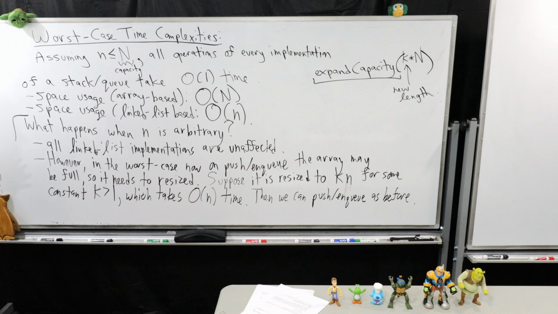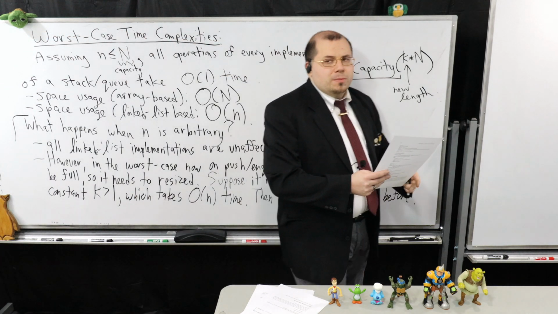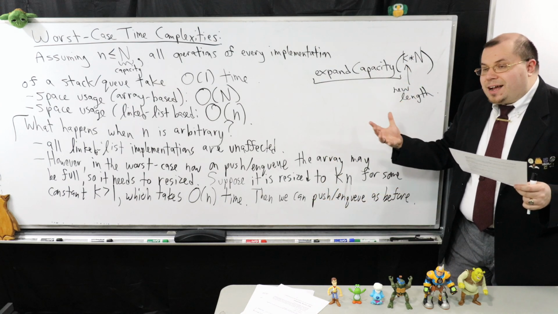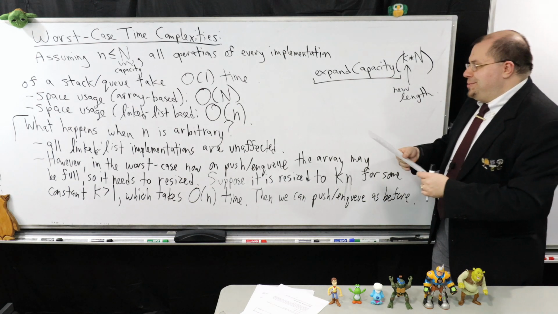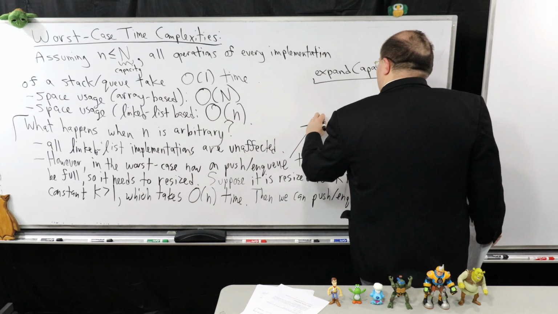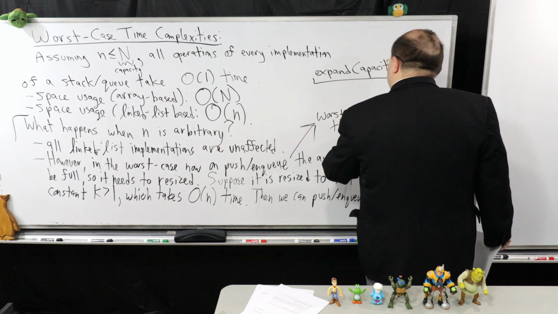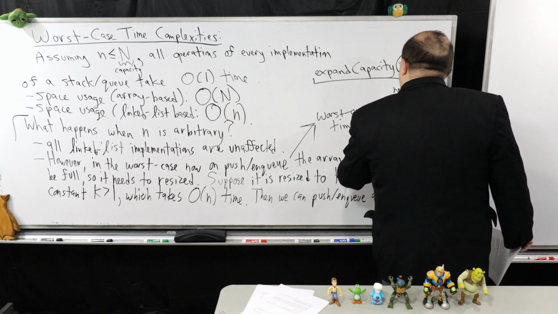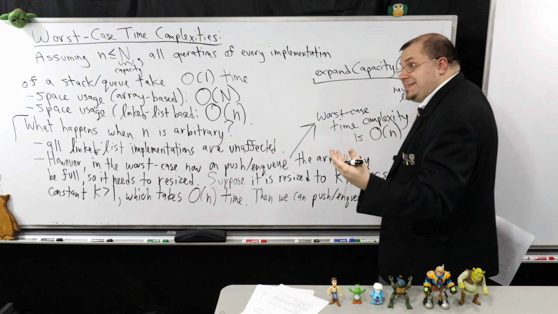So just be aware that when you don't know how many elements there are in the array-based implementation, the actual worst case time complexity is not big O of 1, it's actually big O of n. So the summary of this is that the worst case time complexity is big O of n. And that's because this is when the array becomes full and I have to resize it.